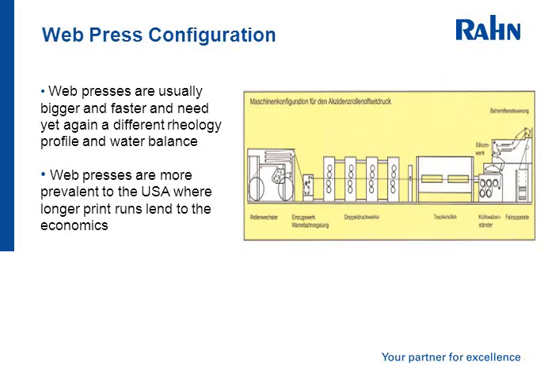We see here yet again an even more complex configuration. Web presses are usually bigger and faster and need yet again a different rheology profile and water balance. Web presses are more prevalent in the USA, where longer print runs lend to the economics. The USA is almost a one-language country, and some print runs can be in the millions of impressions.